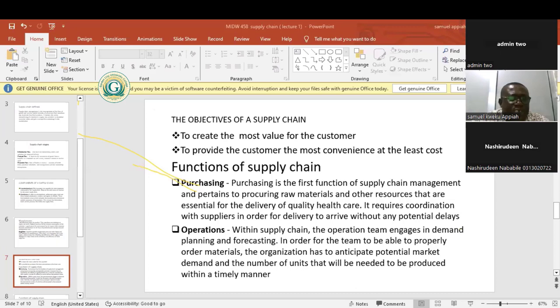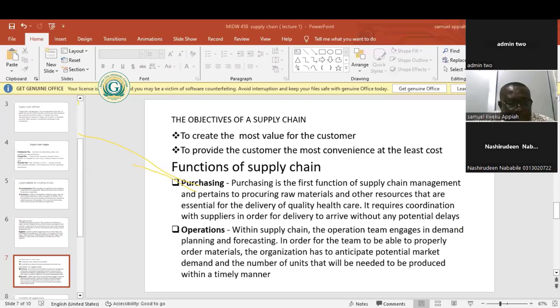And the product goes through a lot of changes, either chemical or mechanical, what they call transformation. So it creates value. Then the next point is it provides the customer the most convenience at the least cost. Imagine, as I said earlier, each patient is supposed to go to the manufacturer to buy.